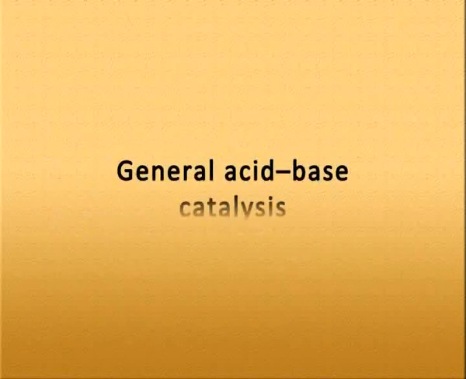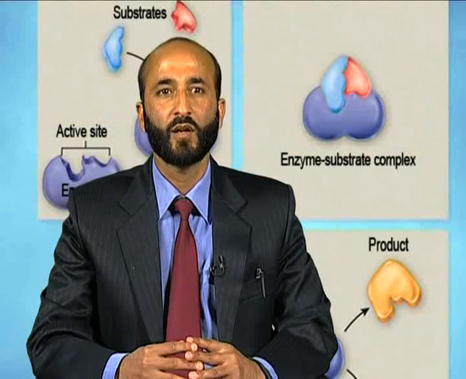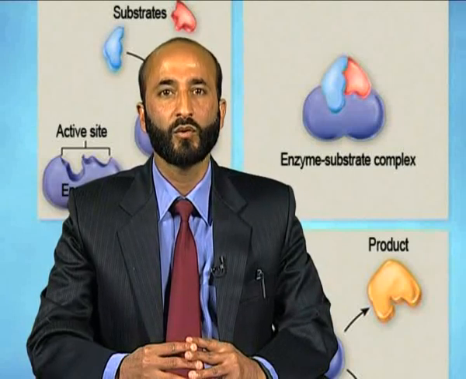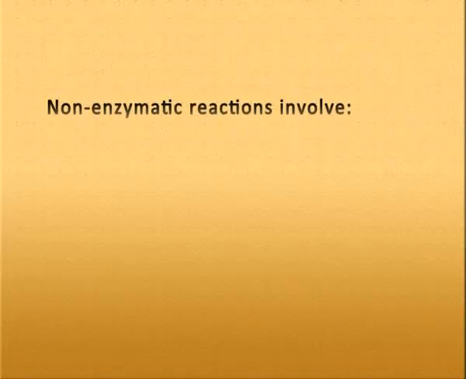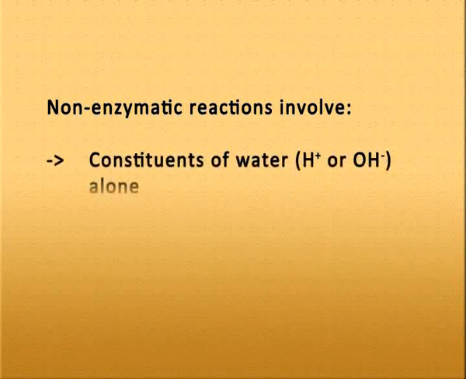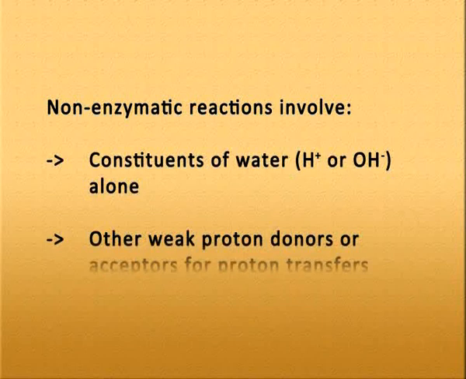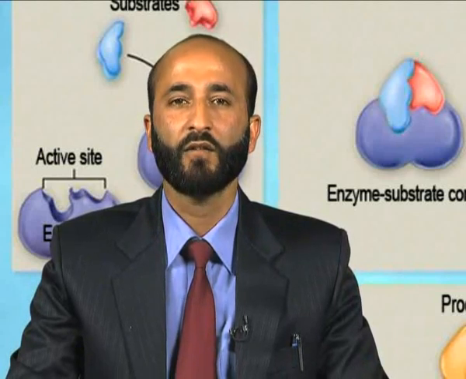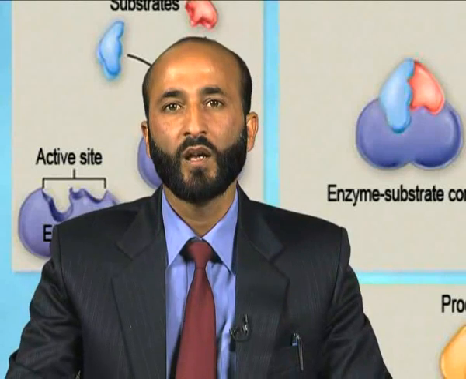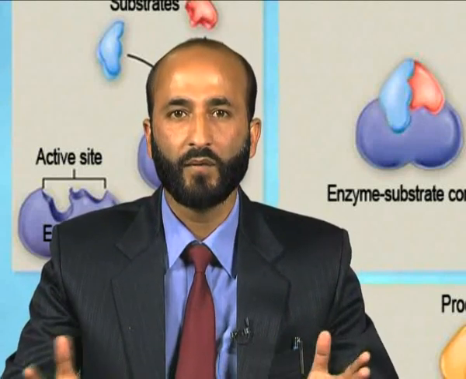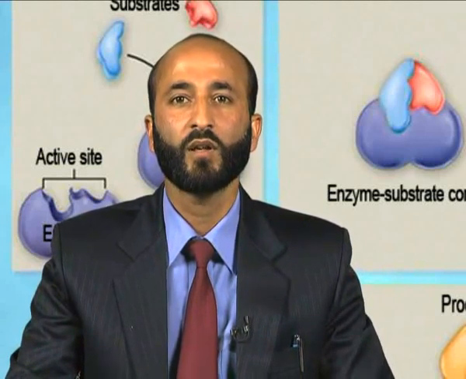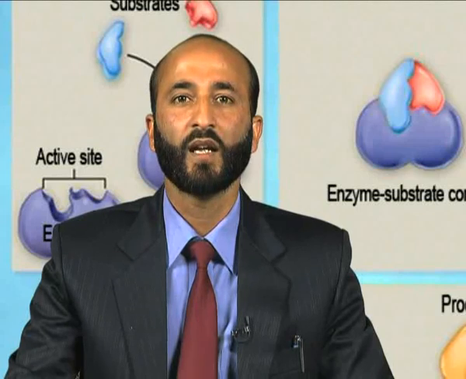First of all, let us take general acid-base catalysis. Charged intermediates of many biochemical reactions are unstable and can often be stabilized by the transfer of protons to or from the substrate. Non-enzymatic reactions can involve either the constituents of water, that is H positive or OH negative, alone, or other weak proton donors or acceptors for the proton transfers. Being weak acids or bases, the intermediate is not effectively stabilized every time it forms, thus rendering the catalysis slow. However, the active sites of an enzyme contain a number of amino acid side chains that act as strong acids or bases, readily donating or accepting a proton from the transition state, thereby stabilizing it and enhancing the rate.